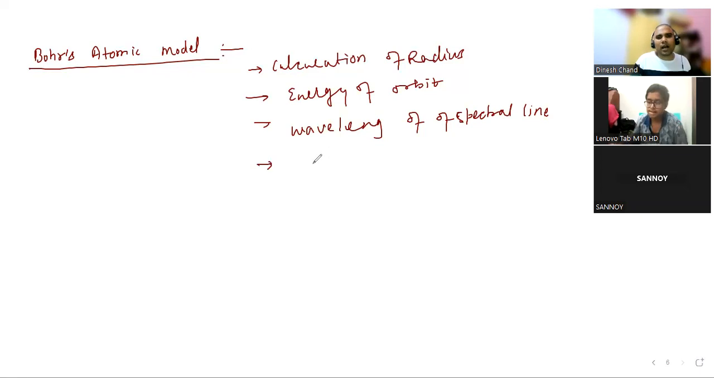Next, if you talk about energy, that is one type of question. And another thing is the number of spectral lines. Then there are the series, like the Lyman series, Balmer series, and Paschen series.